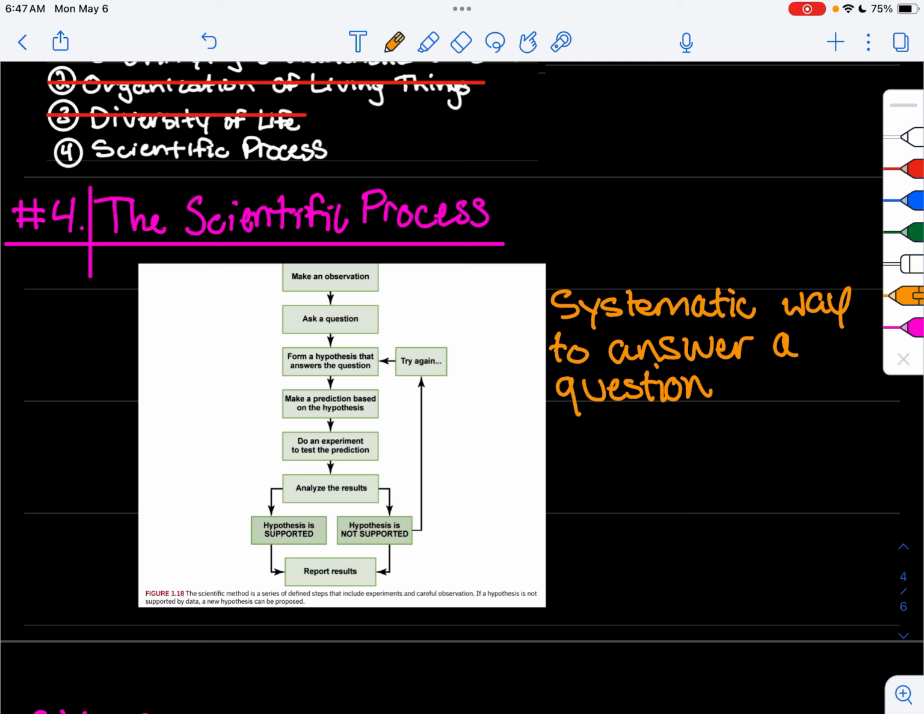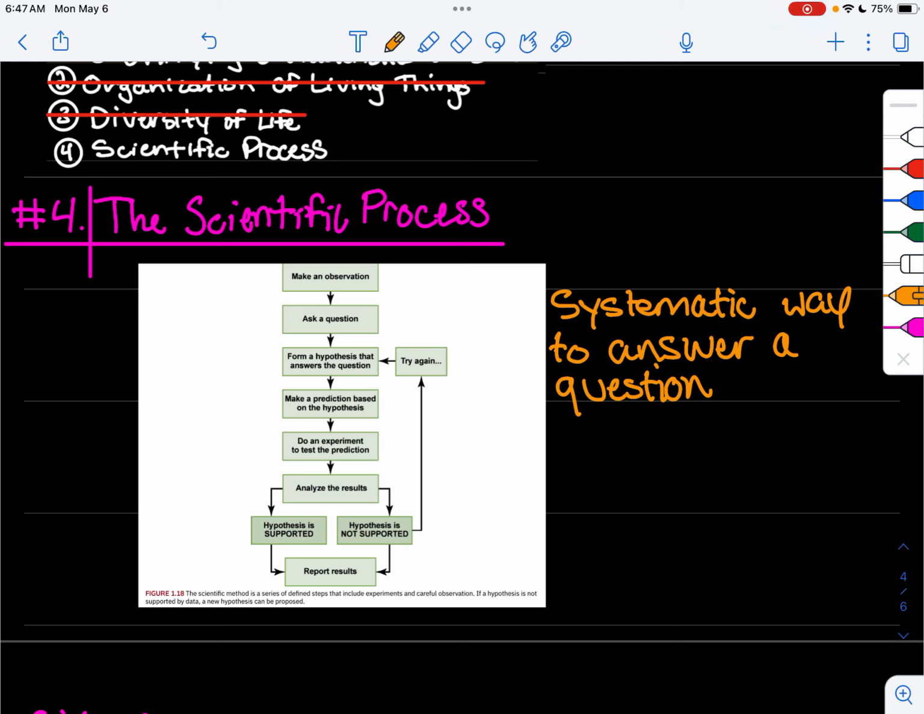The book uses an example about why a toaster will not toast a piece of toast. The observation is my bread is not toasted. And the question is, why won't my toaster toast this piece of bread, right? It's just that simple. And that's how you start the scientific process, or we could also call this the scientific method.